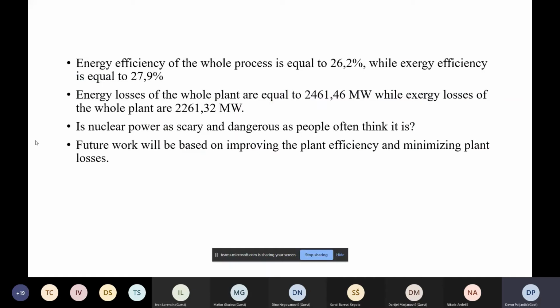Energy losses of the whole plant are equal to 2461.46 megawatts, while exergy losses of the whole plant are 2261.32 megawatts.